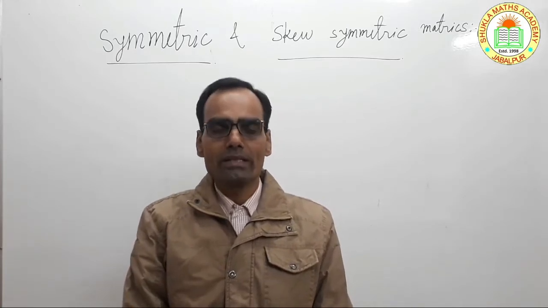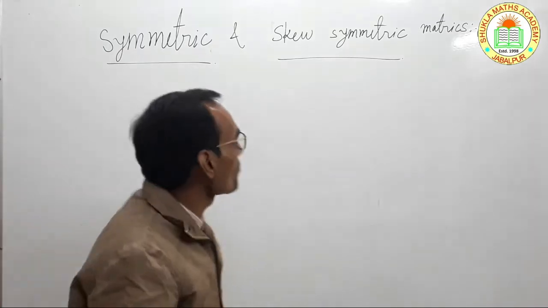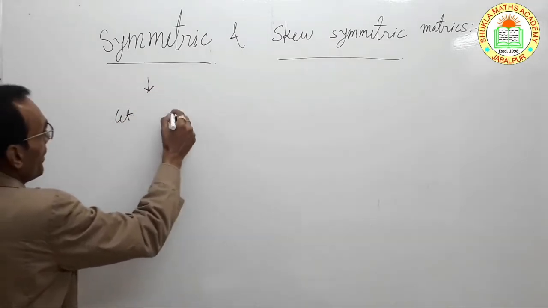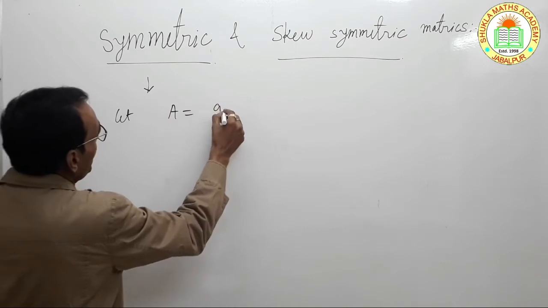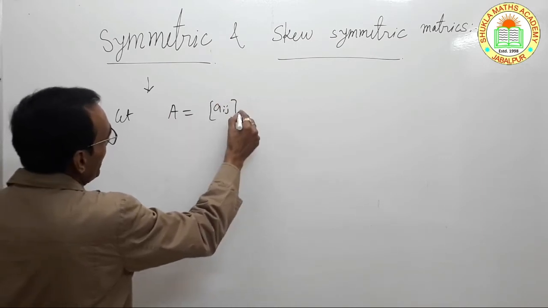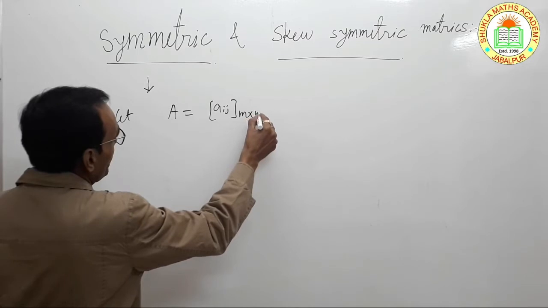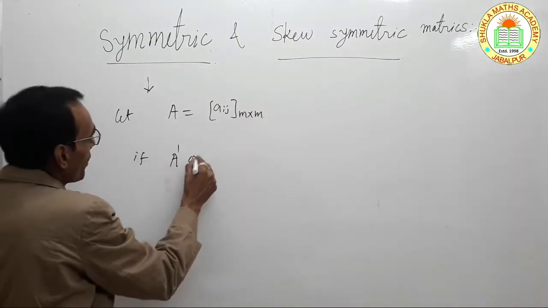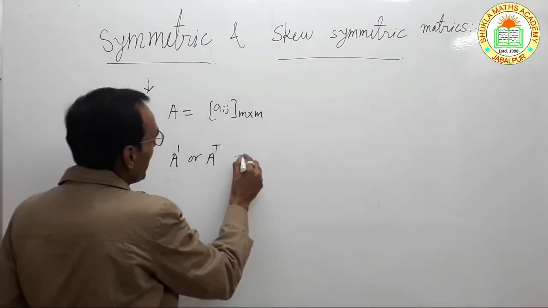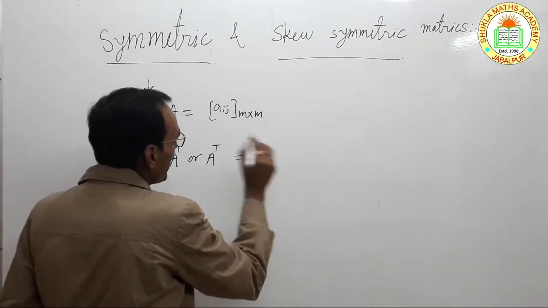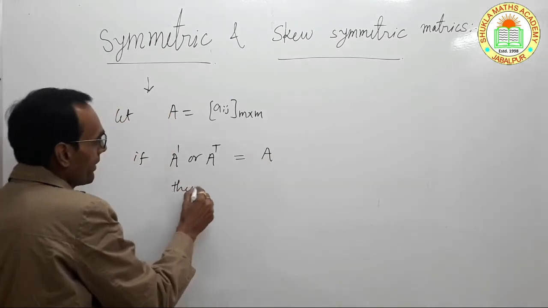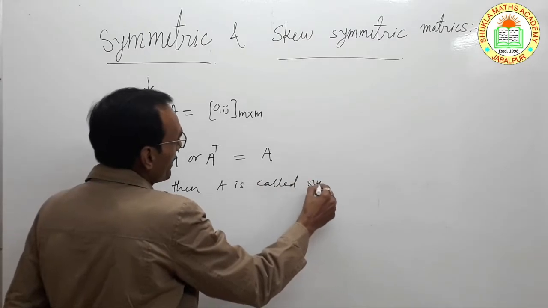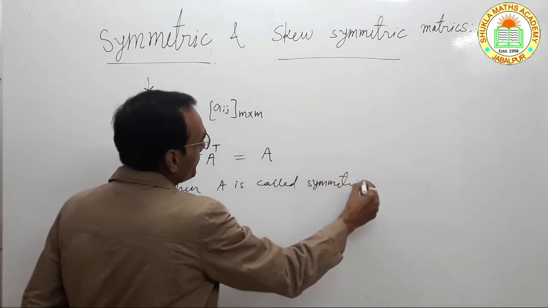It is very important matrices. Now see that first we will discuss about the symmetric matrix. Let A equal to Aij is a square matrix, so its order is m cross m, and if we find its transpose or A dash or AT and it is also equal to A, right? Then A is called symmetric matrix, right?